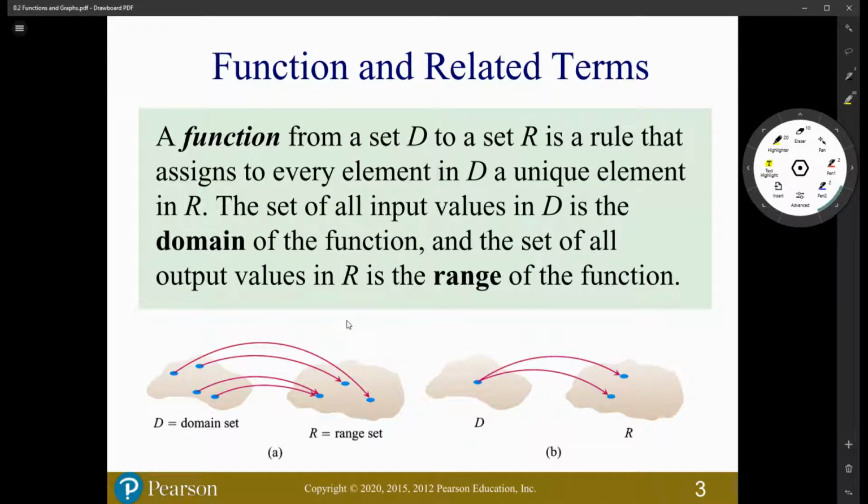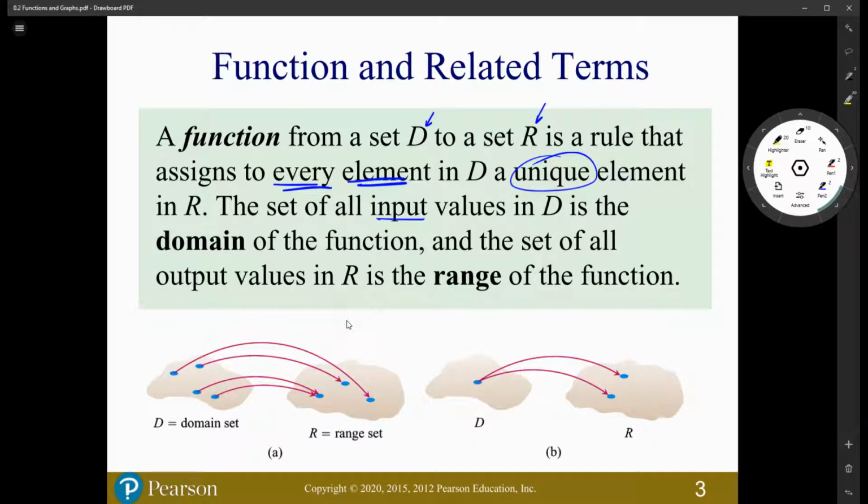A function from a set D, for domain, to a set R, for range, is a rule that assigns to every single element in the domain a unique element in the range. The set of all input values in D is called the domain of the function. The set of all output values in R is the range of the function.